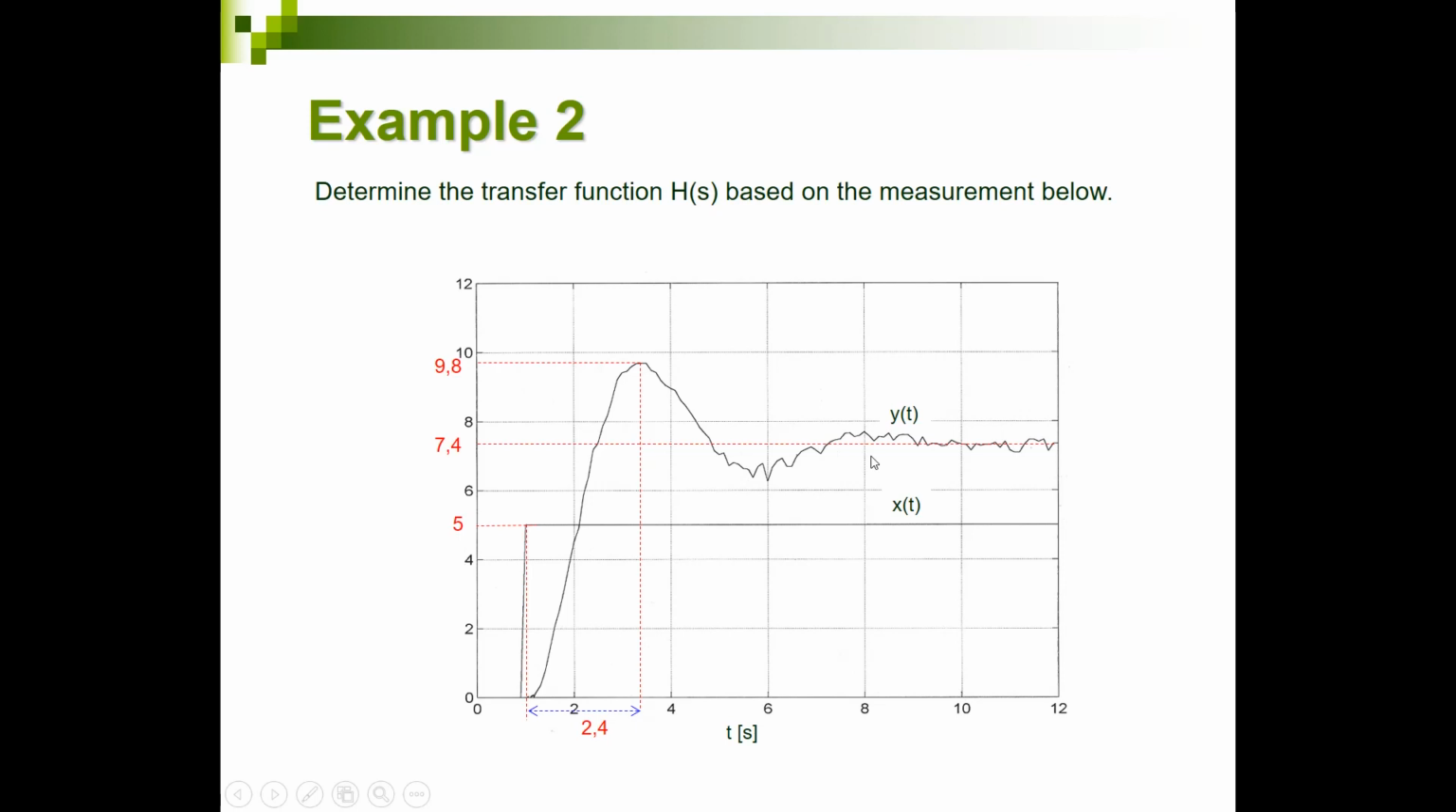So now I can use the transfer function, the general form, the normal form of a second order transfer function, in which we have a couple of parameters which we should define. What I also see is that when I put a step of 5 to my system, in a static situation my end value is 7.4. So that could give me information about the static gain. And I see overshoot over here at a certain time. So that could give me also information about the other missing parameters.